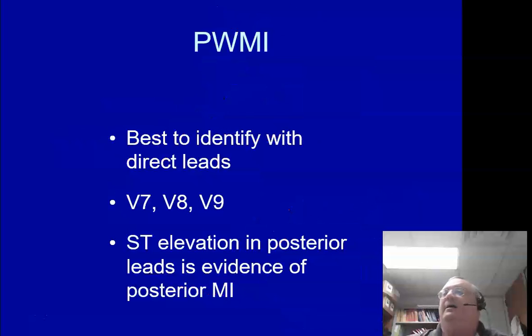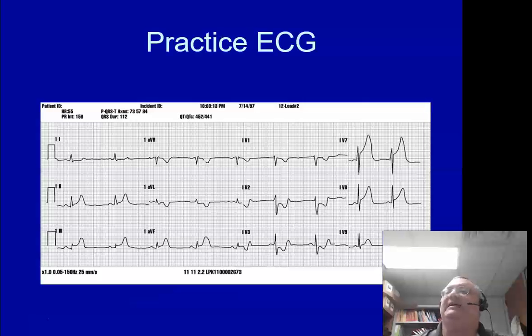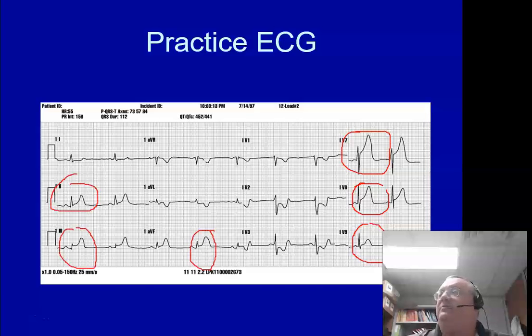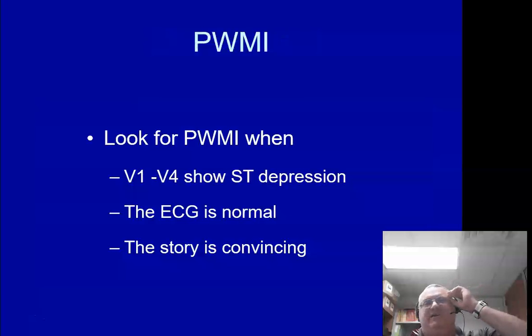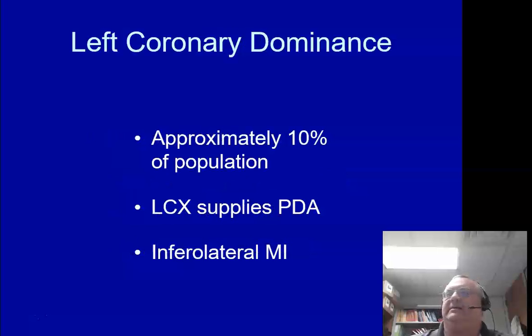So again, the best thing to do is to move the leads and take a look. By the way, we moved the leads on this one, V7, V8, V9. Oh, by the way, he's got an inferior wall going on at the same time. So how do I change my treatment for this guy, okay? And by the way, you've got to look for it, and the story is going to be convincing.